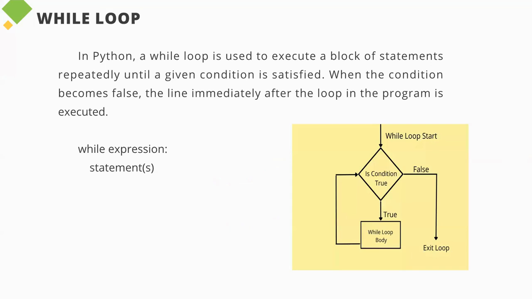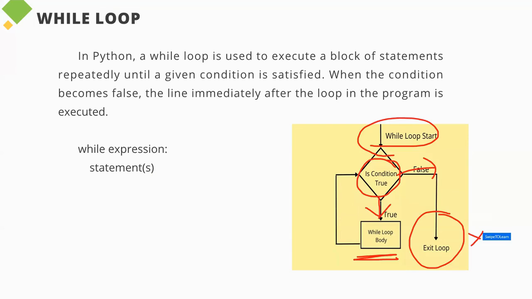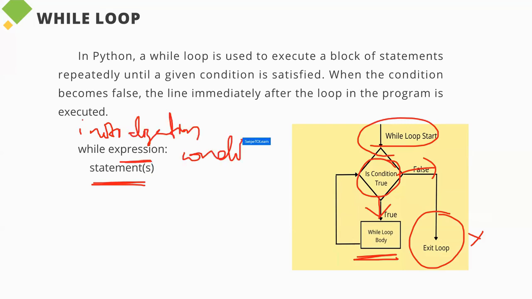While is used to execute a block of statements repeatedly until a given condition is false. Suppose the while loop starts. If the condition is true, it executes the while loop body. If the condition is false, then it exits the loop. In the while syntax, at the starting we give the initialization of values, then the expression is the condition. In the statements, we will have the updation.